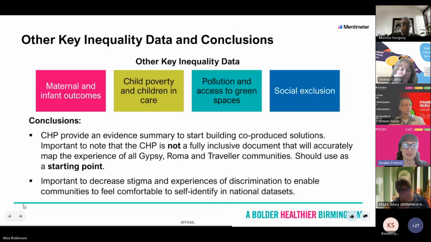So one of the main things is that it's important to decrease this stigma and the experience of discrimination, to enable social cohesion and make people feel more included in those services, and therefore access them more appropriately. But again, this presentation and this profile is a start point to building those evidence summaries. It is not fully comprehensive and will not accurately map the experience of all Gypsy, Roma or Traveller communities.